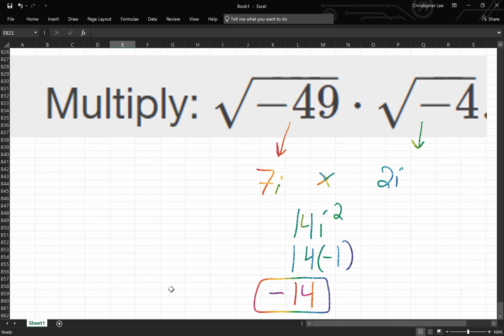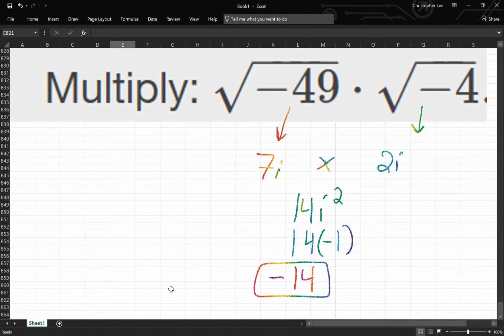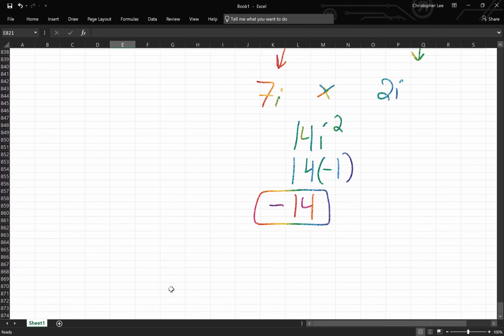Yeah, the i squared is just -1, and -1 times 14. That's it.